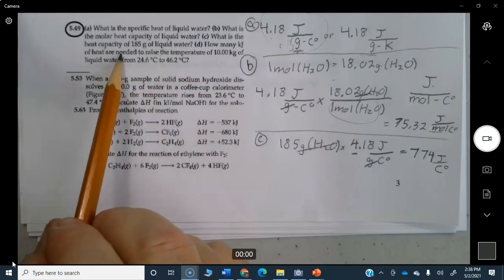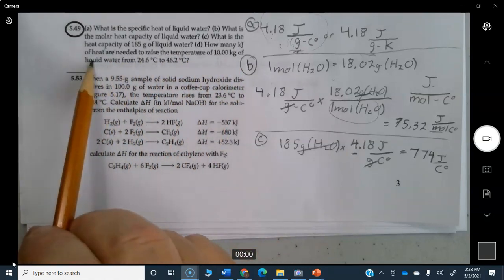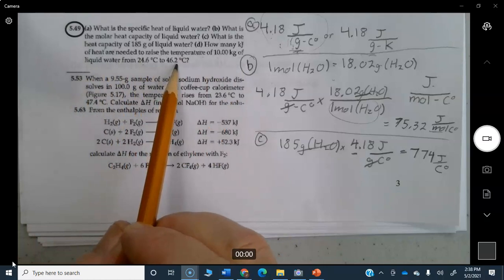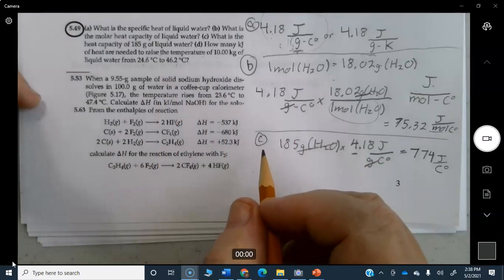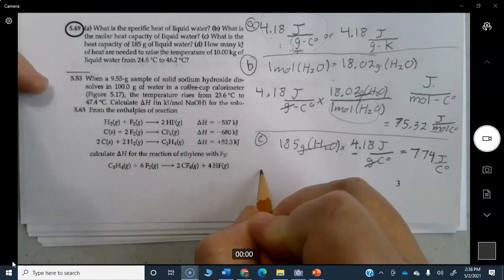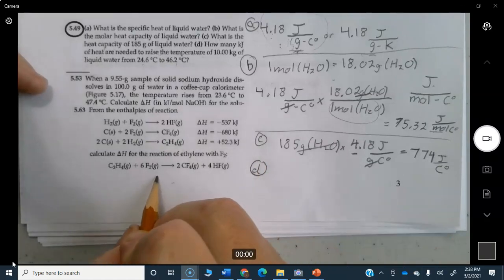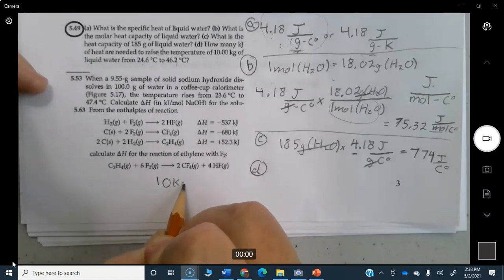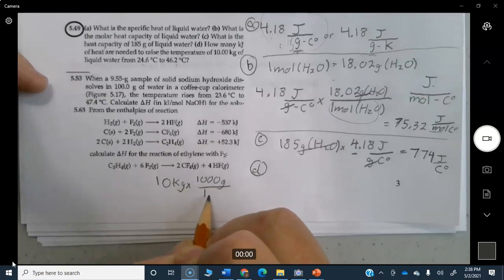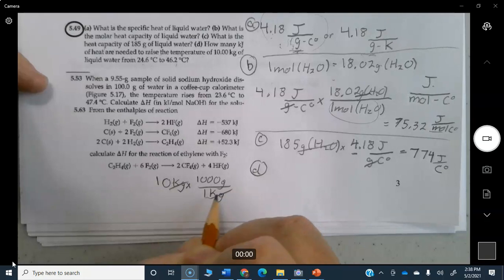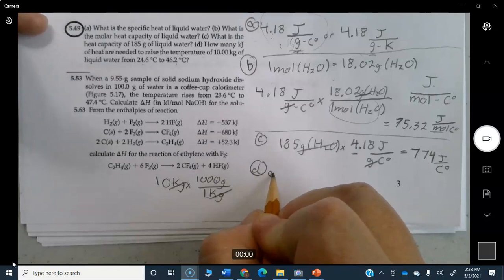And finally, how many kilojoules of heat are needed to raise the temperature of 10 kilograms of liquid water from 24.6 to 46.2? So you're going to use this formula. Okay, first let's just convert kilograms to grams. So 10 kilograms, there's 1,000 grams per 1 kilogram. So kilograms cancels, and you have 1,000 times 10 is 10,000. So they're asking for kilojoules of heat.